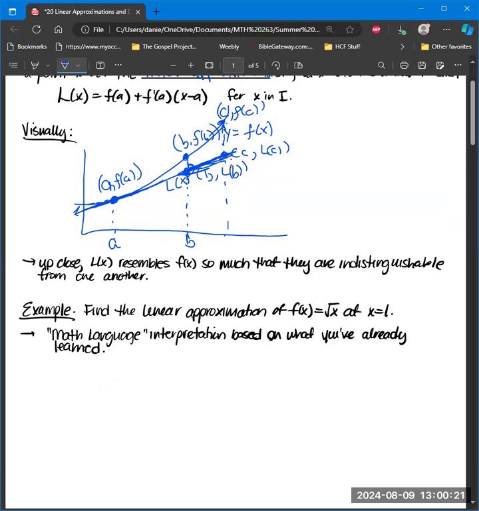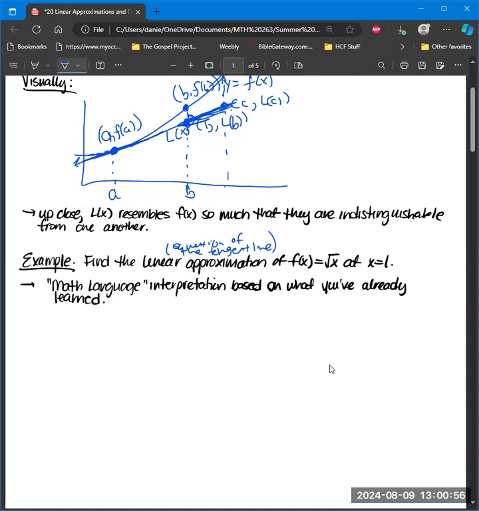In math language, interpretation based on what we've already learned, we want to find the equation of the tangent line of f of x equals, in this example here, the square root of x at x equals 1. So we already know how to do this. We're going to find the derivative, f prime of x equals 1 over 2 root x.